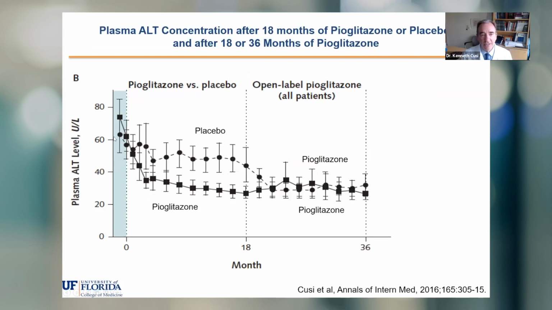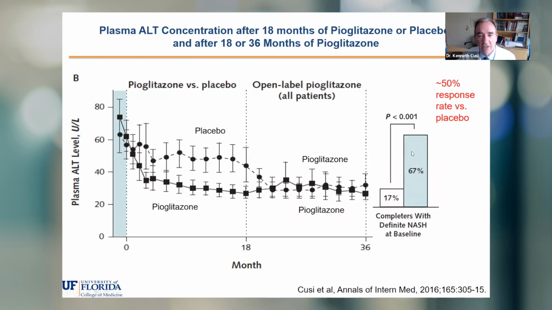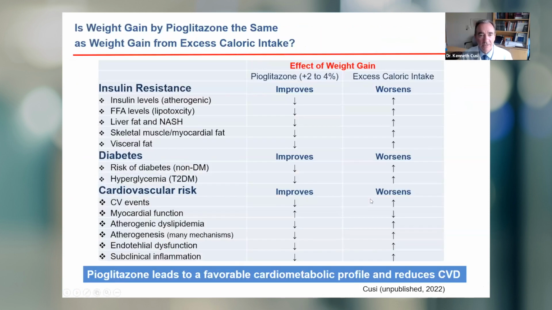You start pioglitazone, you see a normalization of liver enzymes, and we repeated the biopsy at 18 months. Frank improvement compared to placebo, as you can see here. And then we converted those on placebo, we added pioglitazone, and they reached pretty much the same result. So a 3-year study with very promising results.